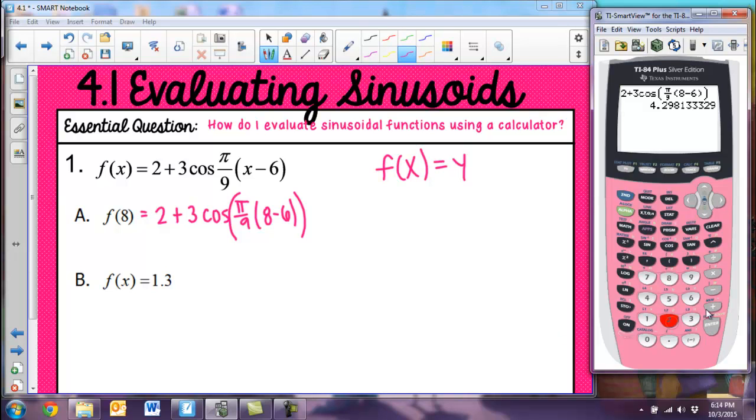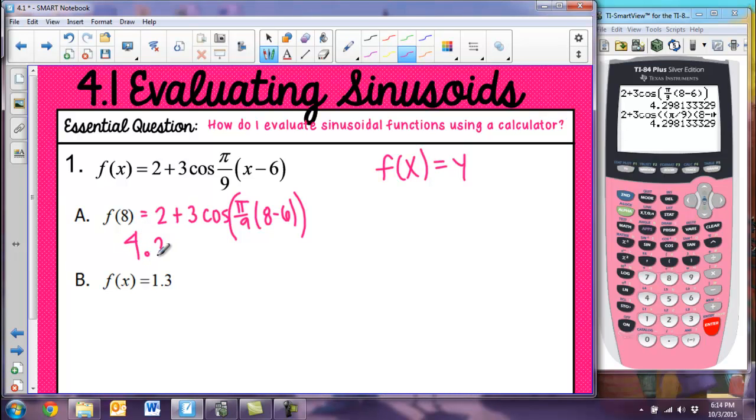If I had a black calculator, or I just didn't feel like finding my fraction screen, this is how I could type this in. You notice there's a lot of parentheses going on in there. Make sure you don't close them too soon, and you're going to get the same thing either way. So your answer would be this business right here. However, we're going to round to 3 decimal places. That is where AP likes us to round to. So 4.298 would be my answer for this one.